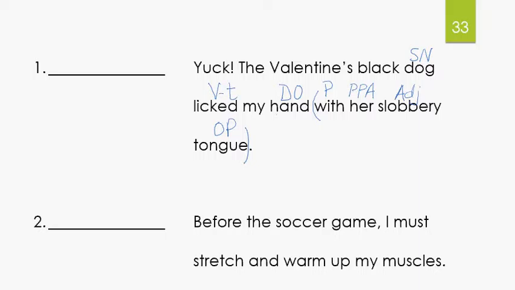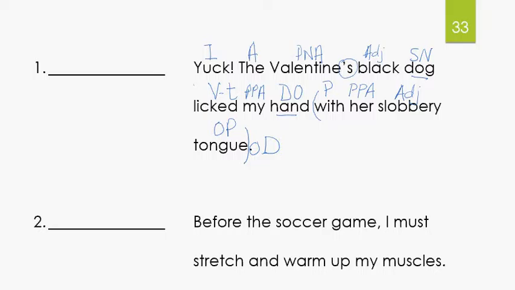Ask yourself, is hand the same thing as dog? No, it's not the same thing as dog. And then you want to label your my, which is a possessive pronoun adjective. Let's go up here. What kind of dog? Black dog. Adjective. Whose dog? Valentine's. Remember the apostrophe S shows us that we have a possessive noun adjective. The, article adjective A. Yuck, interjection. Now we're going to go to the end of the sentence, period, statement, declarative.